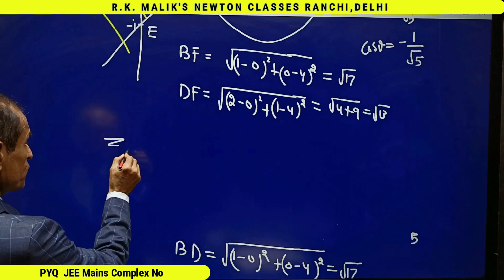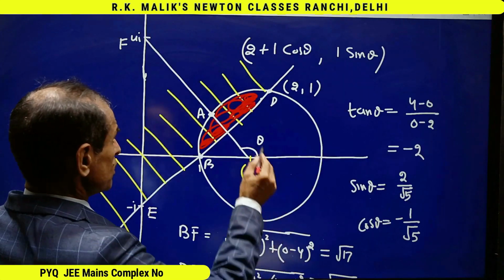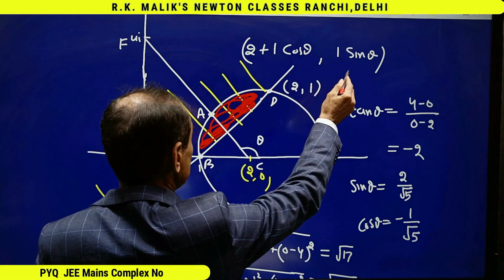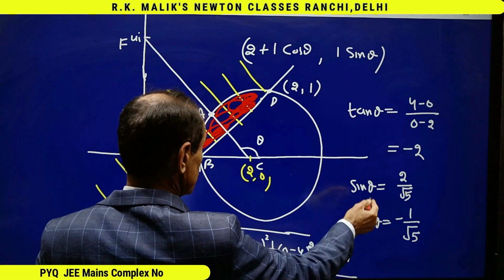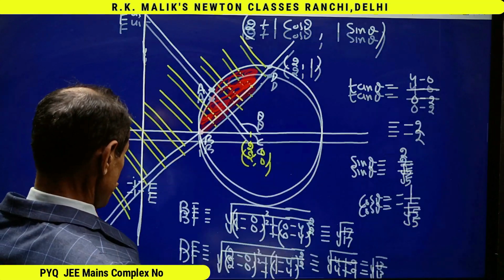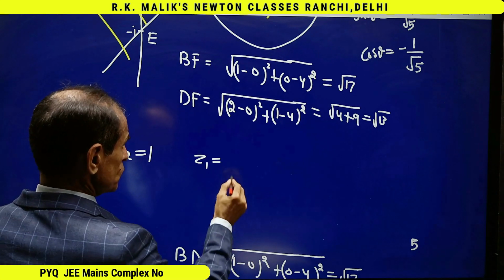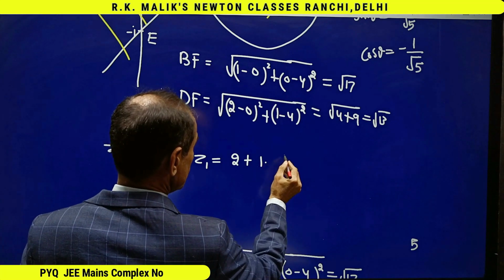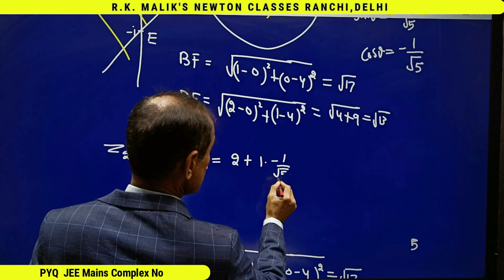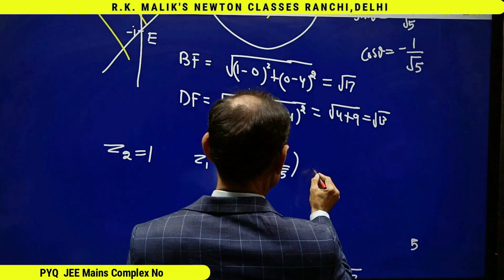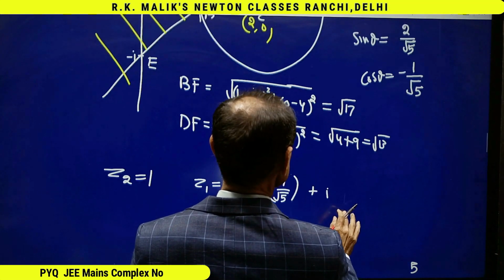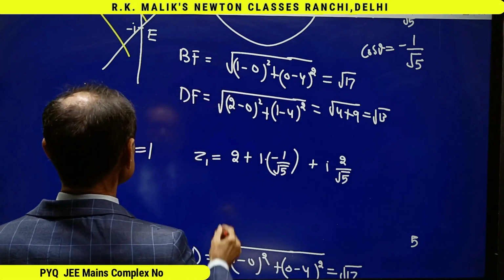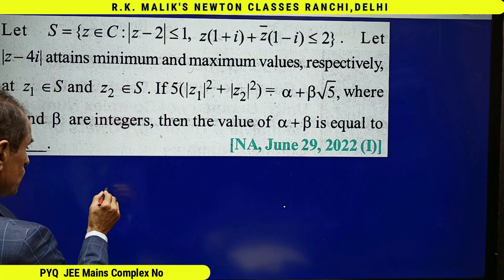Therefore, I have got the value of Z2 as 1, and the coordinate of A I already had found: 2 plus 1 cos theta, comma 1 sin theta, and sin theta and cos theta are given here. Therefore, Z1 becomes 2 plus 1 into minus 1 by root 5 plus i into 2 by root 5. And now let us find the value of this.